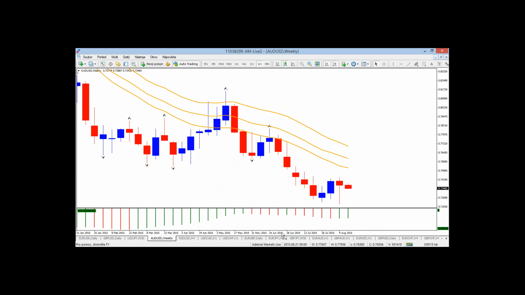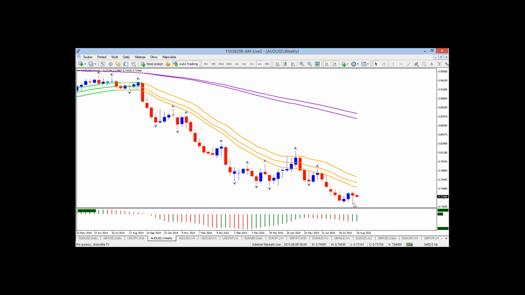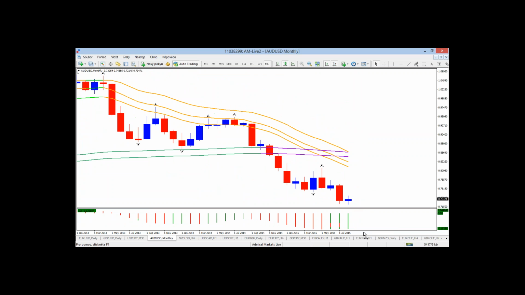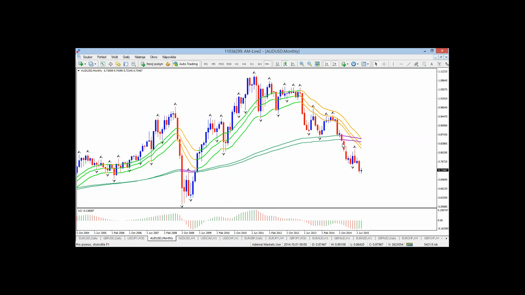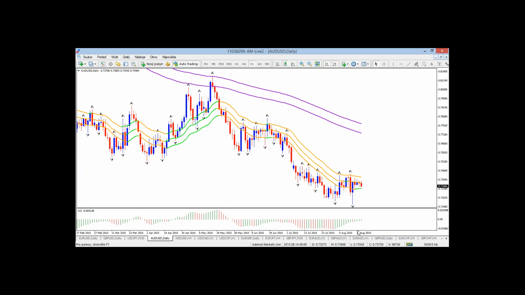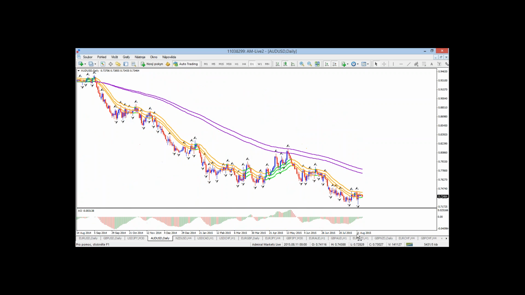Well, weekly is a downtrend. I think we can agree with that. I think monthly is a downtrend too. Last month was still a very strong monthly bearish candle. Lower lows, lower highs. I think that the overall trend is down. Daily, when you look at the moving averages, when you look at a daily chart like this, still down, I think, in my opinion.